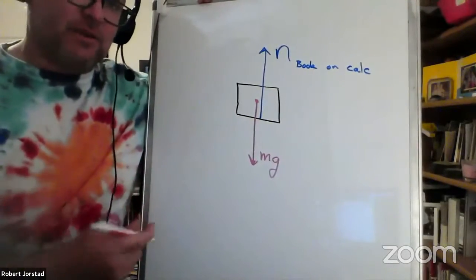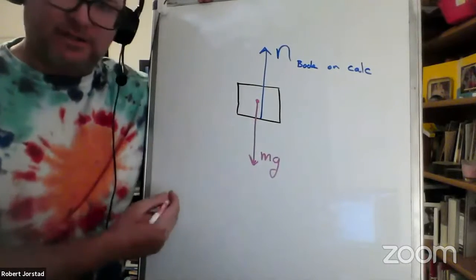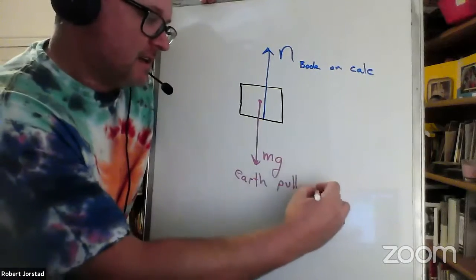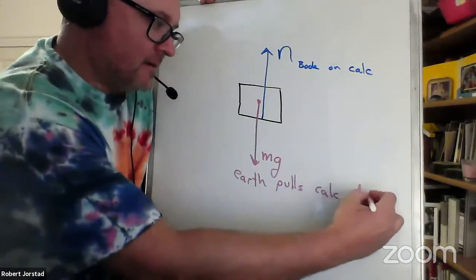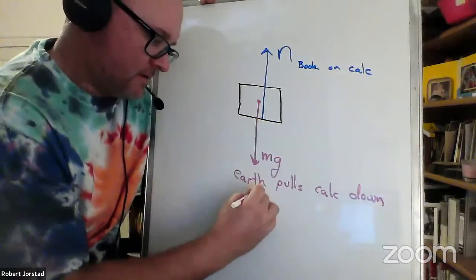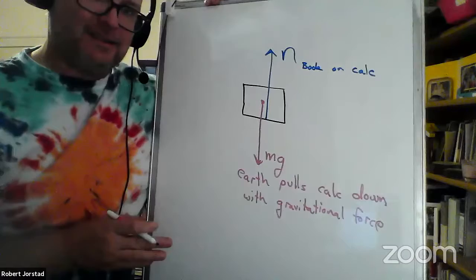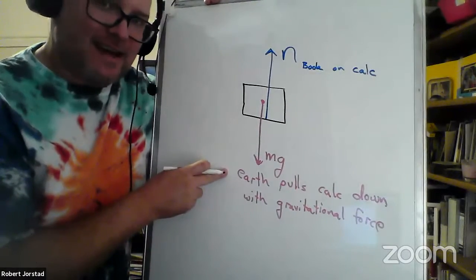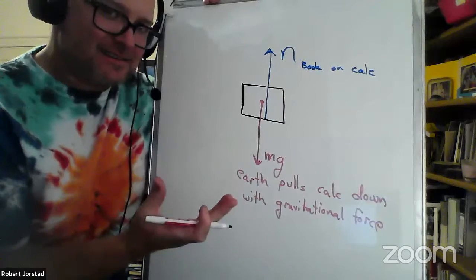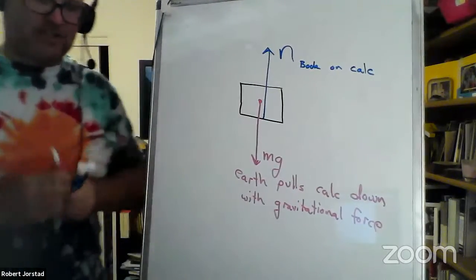What object in the universe causes the calculator to be pulled downwards? The Earth. Yeah, so the Earth pulls the calculator down. With what type of force is that? Gravitational. Yeah. Okay. And now here's the deal. The weight force is not on the book. It can't be the action reaction.